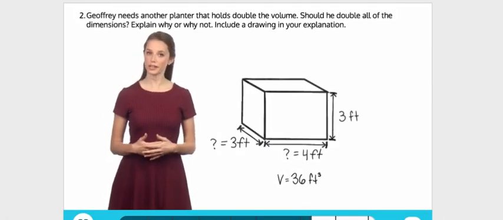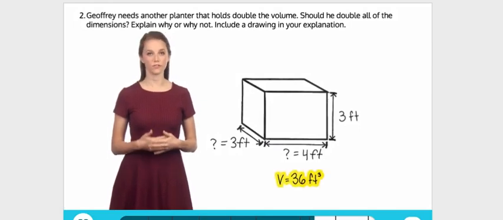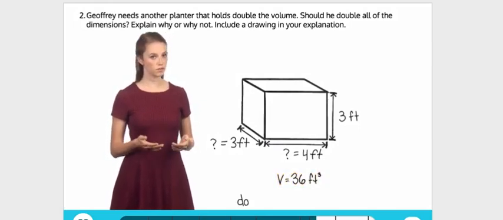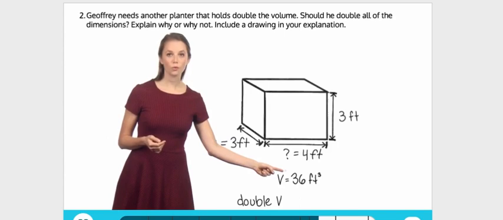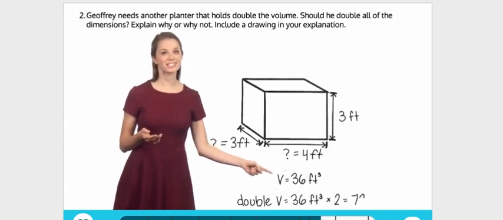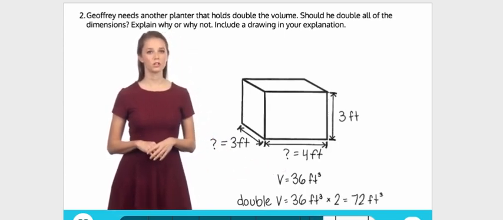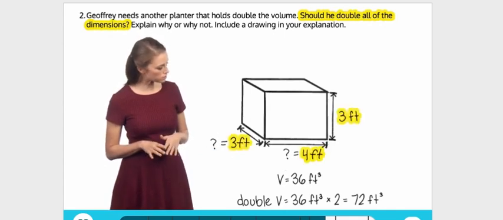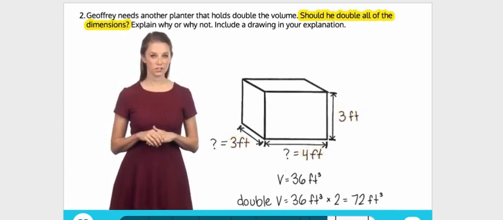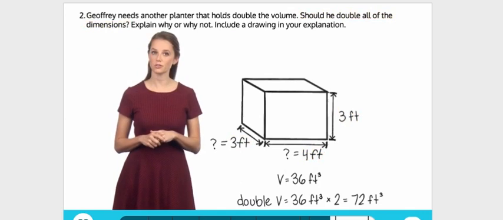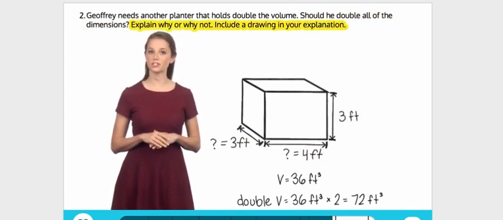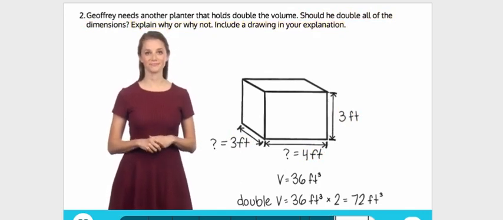Jeffrey wants to make a new planter that will have double the volume of the first planter. So double the volume, or 36 times 2, is 72 cubic feet. Should he double all of the dimensions to get this new volume? Solve in your notes, and make sure to explain your answer using words and a drawing.